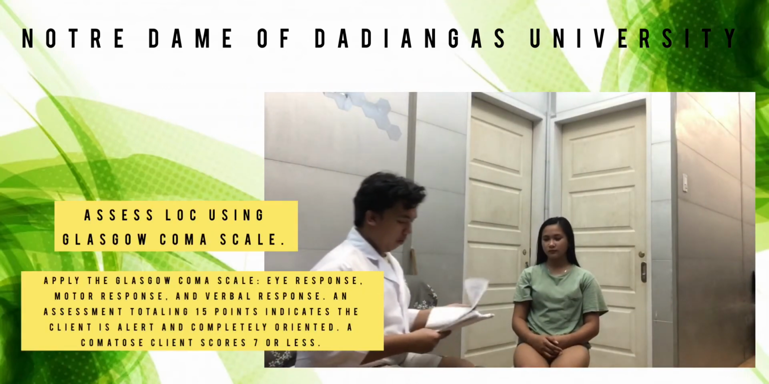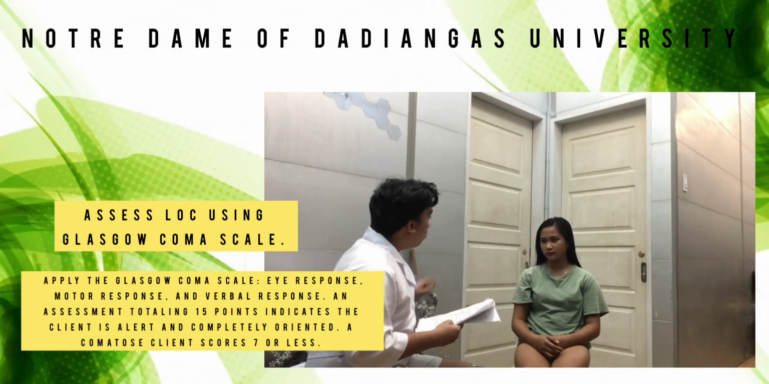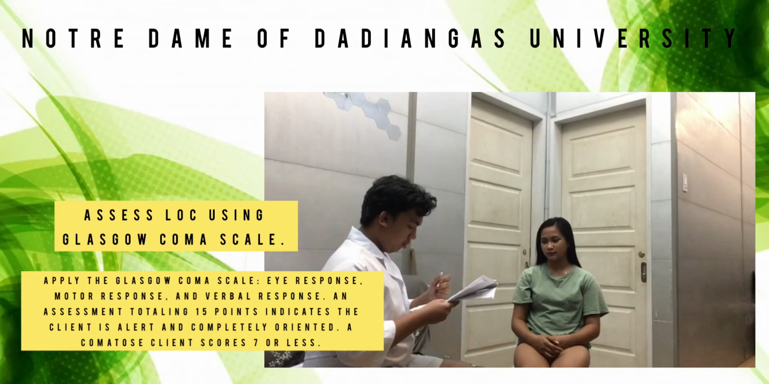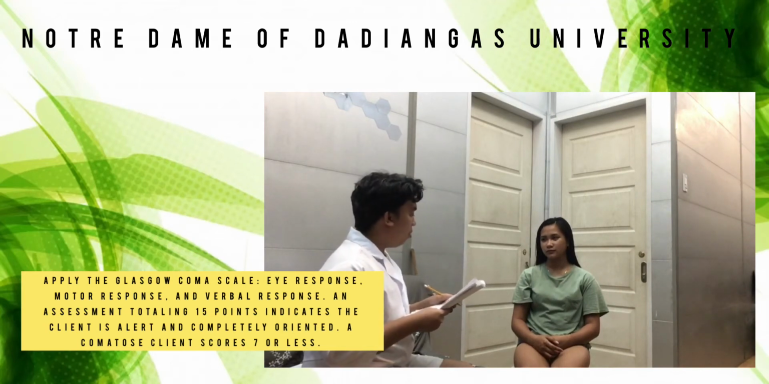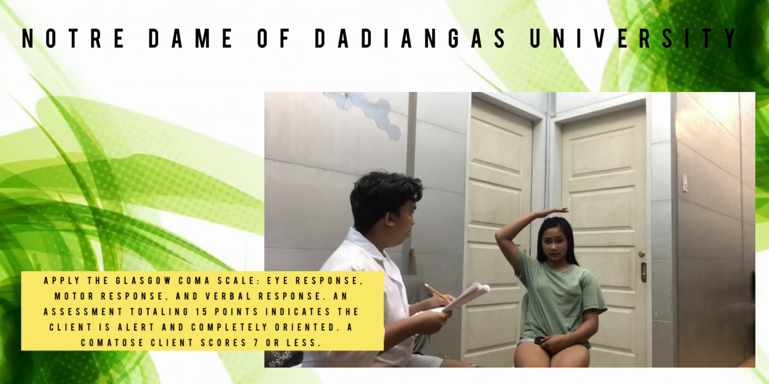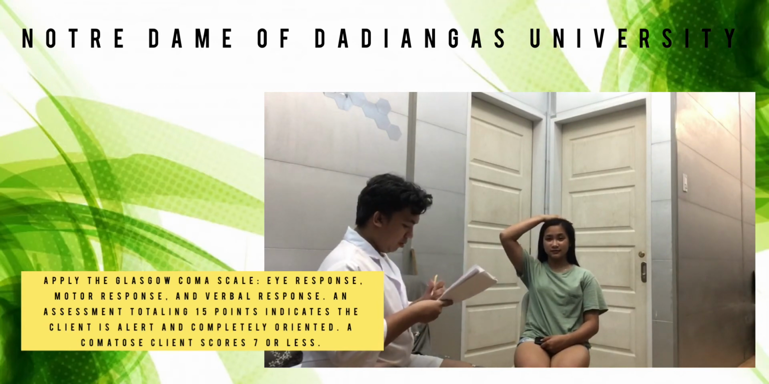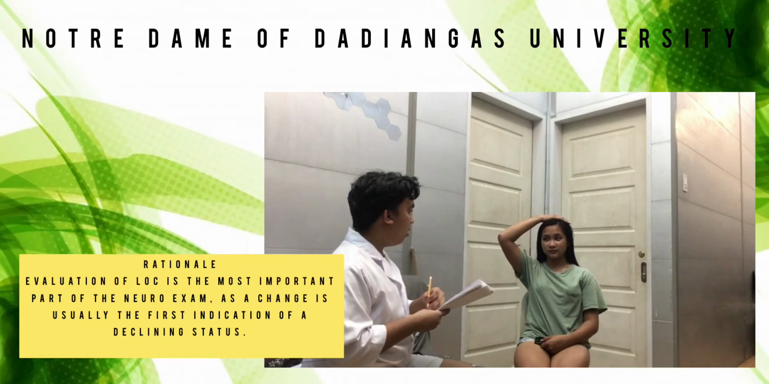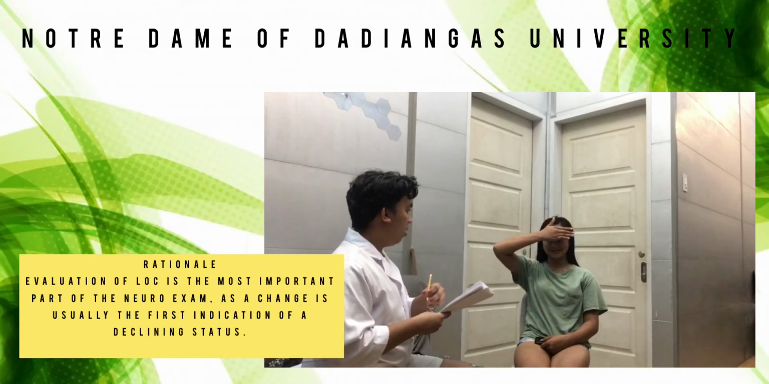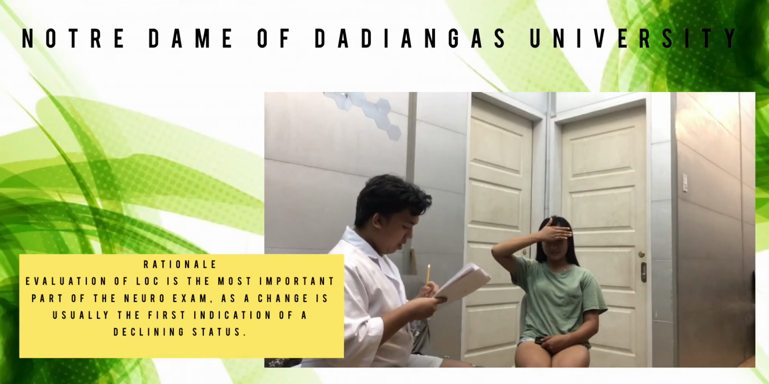Assess LOC using the Glasgow Coma Scale. Apply the Glasgow Coma Scale using the eye response, motor response, and verbal response. An assessment totaling 15 points indicates the client is alert and completely oriented. A comatose client scores 7 or less. Evaluation of LOC is the most important part of the neuro exam, as a change is usually the first indication of a declining status.